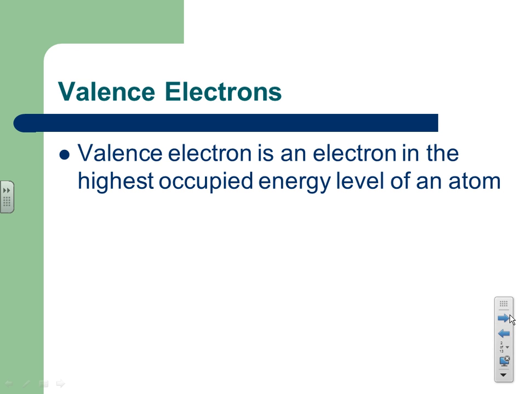So valence electrons are electrons in the highest occupied energy level of an atom. And we said that there is a way on the periodic table that you can tell what the highest occupied energy level is. How is that?